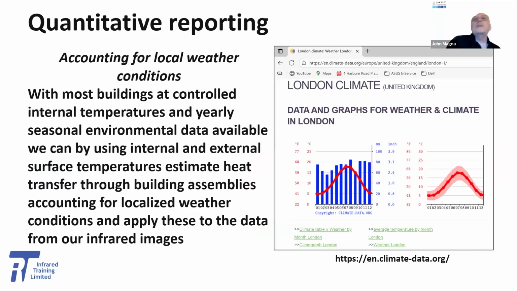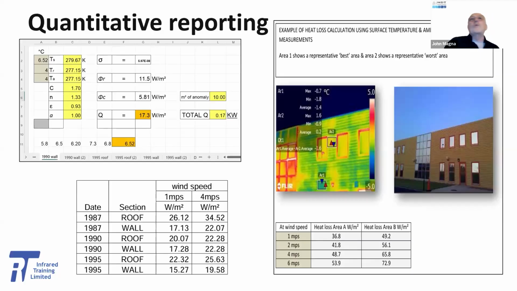We can account for local weather conditions. Many buildings are kept at controlled internal temperatures, and yearly seasonal environmental data is available. So by using internal and external surface temperatures, we can estimate heat transfer through building assemblies, accounting for localized weather conditions, and apply these to the data from our infrared images. Putting these formulas together, we can estimate total heat loss from walls and the roofs of a building. In this instance, the wind speed at the time of the survey was less than 1 meter per second, and data provided in the report was based on this.